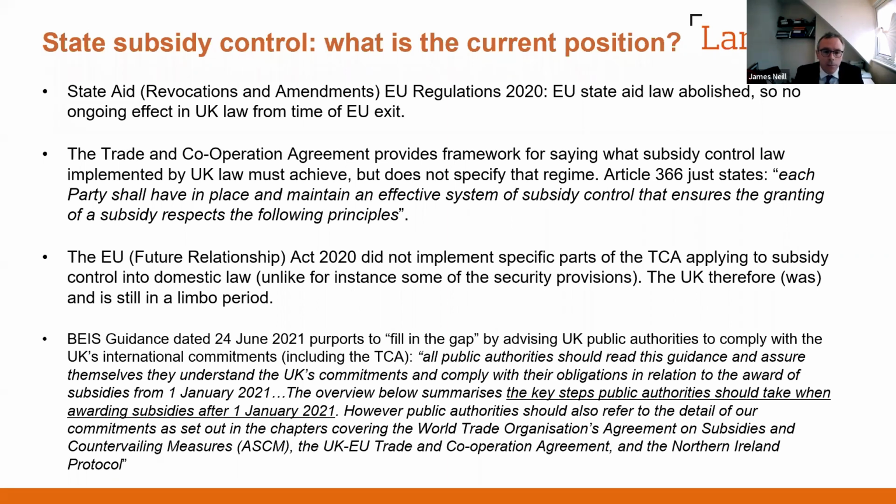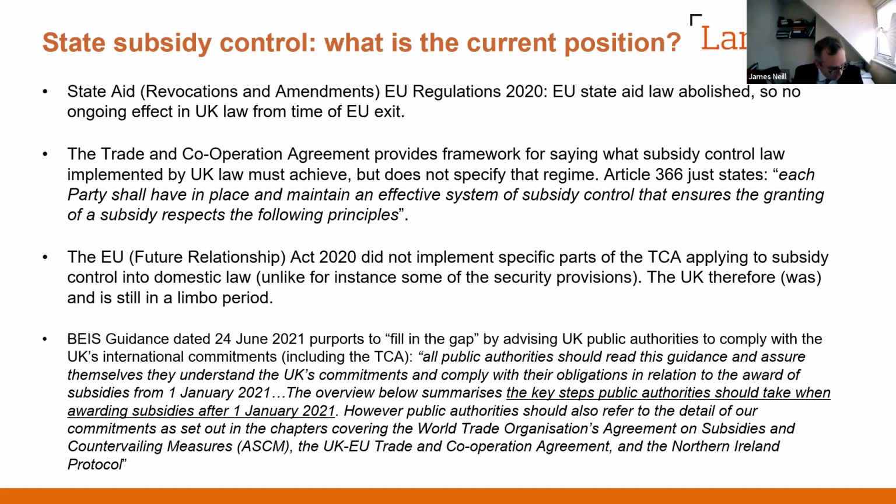The Trade and Cooperation Agreement provided a framework for saying what subsidy control law implemented by the UK must achieve, but it didn't actually specify any particular regime, and that differs to some other aspects of the TCA. So Article 366 just stated, each party shall have in place and maintain an effective system of subsidy control that ensures the granting of a subsidy respects the following principles, and then it set out a series of principles that the regime should adhere to.